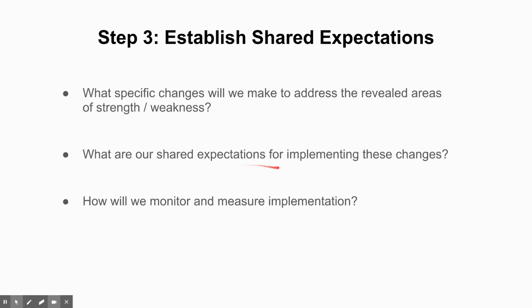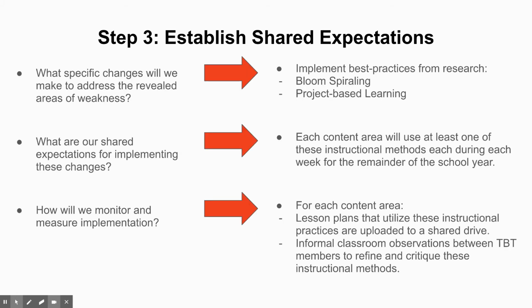What are our shared expectations for implementing those changes? How are we going to monitor and measure implementation? These are questions that you, as a grade level TBT, will be answering. If we think back to our example of a grade level TBT that noticed a deficit in students' analytical thinking ability, as defined in Bloom's taxonomy of learning, and revealed by the data that they collected via those collaborative assessments, let's take a look at what this TBT might do to address those guiding questions.